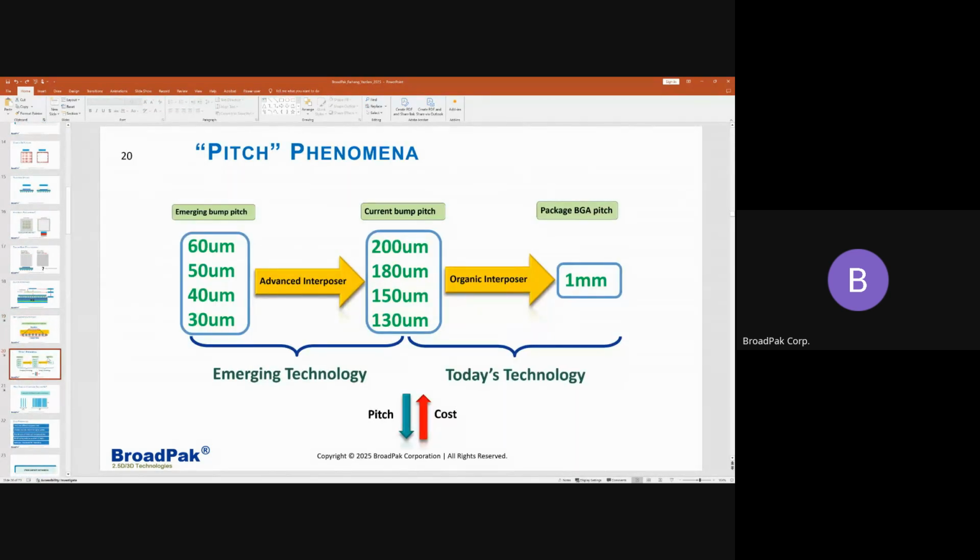So the pitch phenomena is going to be very important in the world of packaging and the semiconductor, because the pitch is going to impact your cost and the type of device that you're going to have to make. So the emerging bump pitch in the industry, we are in the 60s, 50 micron, 40, 30, 25, and on and on. The current bump pitch that is being packaged is in the range of 200, 180, 150, and 130 micron.